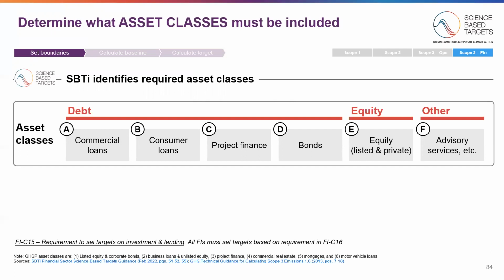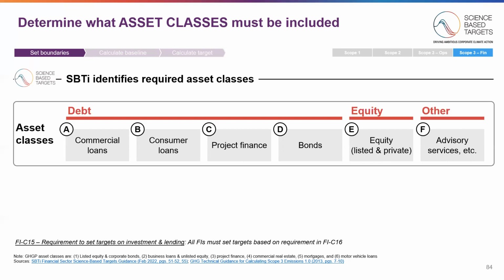A core principle of SBTI's guidance for financial institutions is the influence principle, where financial institutions can catalyze change through their unique relationship with the real economy. For this reason, SBTI chose to classify asset classes not by their ownership model, such as listed or private, but by the type of transaction or service that is provided by the financial institution.